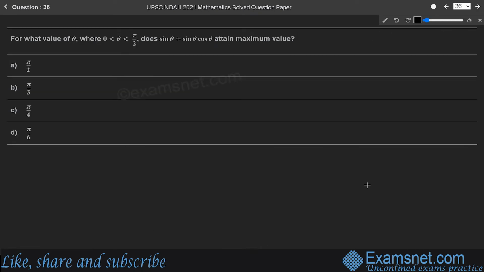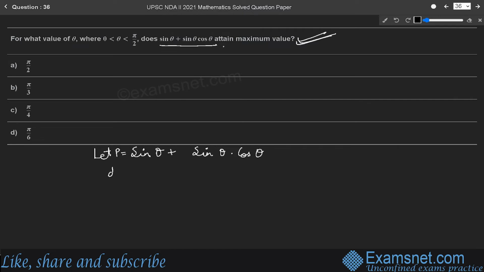Next question is, for what value of theta, where theta lies between 0 and pi by 2, does sin theta plus sin theta into cos theta attain the maximum value? Given trigonometric expression is sin theta plus sin theta into cos theta. See, this is a very important question of trigonometry, and this type of question always comes in the exam. So let P is equals to sin theta plus sin theta into cos theta.